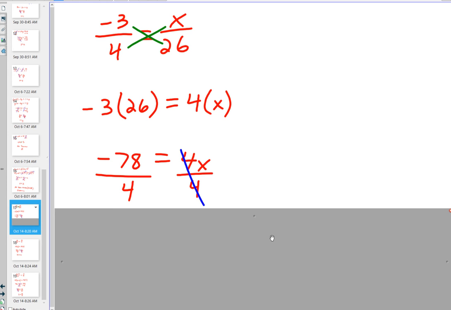If you put negative 19.5 on Khan Academy, it'll mark it right. If you were to put it on a test or a quiz, I would probably mark it right. Because it's right, it's exact. But now here's what I'll offer you. Let's pretend that wasn't a 4. Let's say it was a 7. Put negative 78 divided by 7.